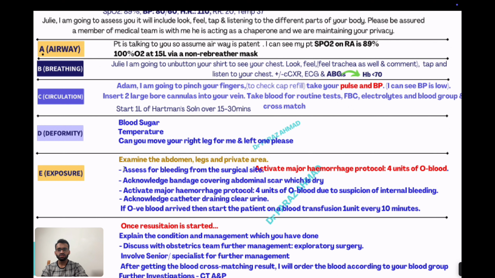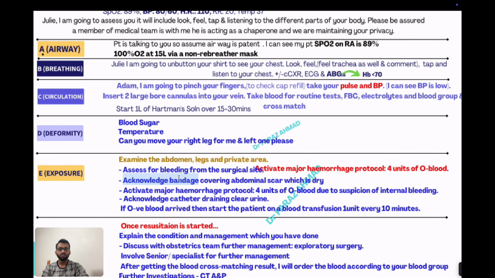First of all, assess for bleeding from the surgical site. At this moment, if anywhere in the circulation or D they tell you the hemoglobin is 70, this is a post-operative patient, so you will activate the major hemorrhage protocol, and we request 4 units of O negative blood.